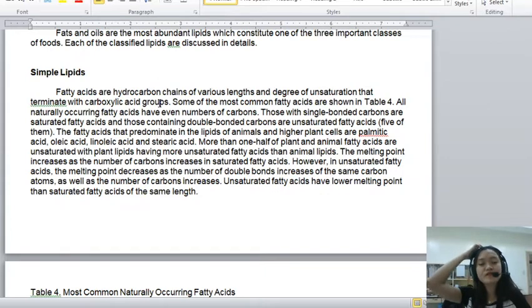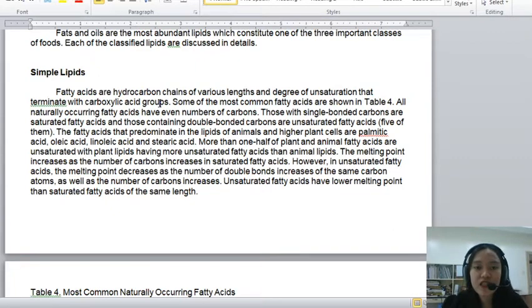So in short, your fatty acids are the main component of your lipids. These are the ones that form your lipids. The structure of your fatty acids is actually carboxylic acid. They are carboxylic acids, meaning, so saan yan na lesson?